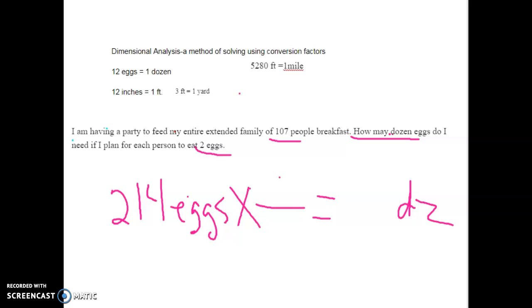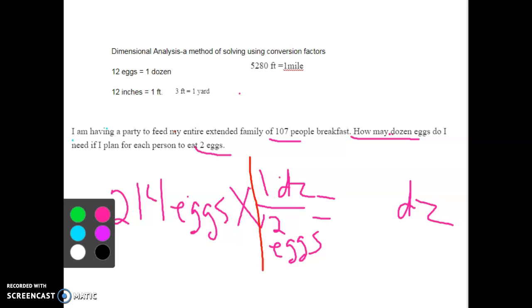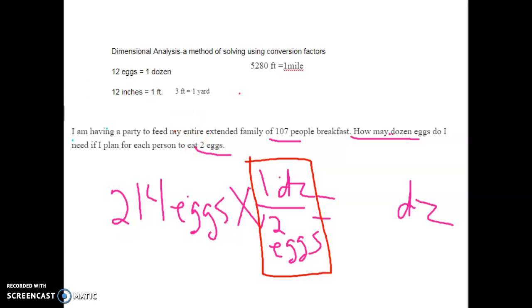So if I have 214 eggs and I want to end up with dozens of eggs, here's the trick. So this is 1 dozen. The unit you want to keep always goes on the top. The unit you want to go away, so this is going to be 12 eggs. And this whole conversion factor is an equality. 12 eggs is equal to 1 dozen eggs.